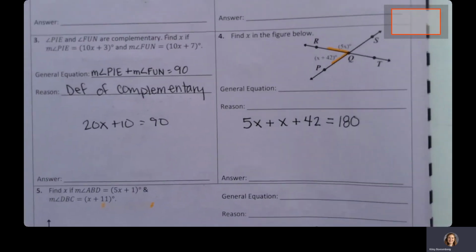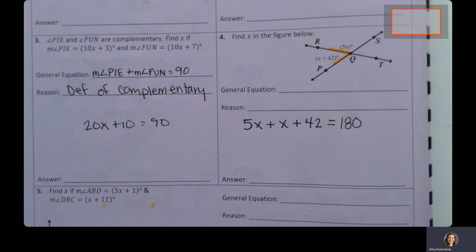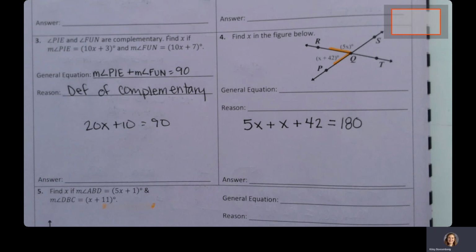So that's kind of what I went around to check. Some of you had this, some of you had this. It doesn't matter. Some of us put this in there, some of us didn't. It's okay. I just want to make sure everybody had the same thing.